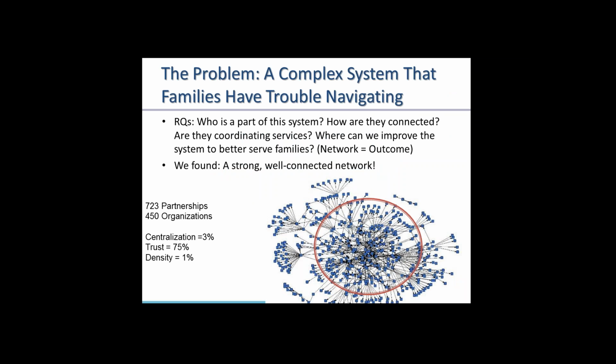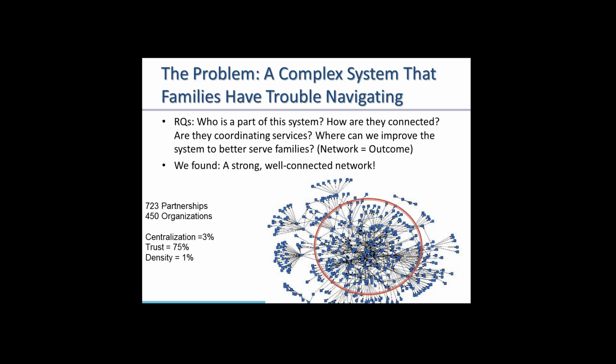As most of you will know, the problem that this population faces is a complex system that families have trouble navigating, and it's very overwhelming. So we approached this work together with Wonder Babies using the Partner tool to answer very basic questions like: who's a part of this system, how are they connected, are they coordinating services, and where can we improve the system to better serve families? In our original approach, the outcome was the network.